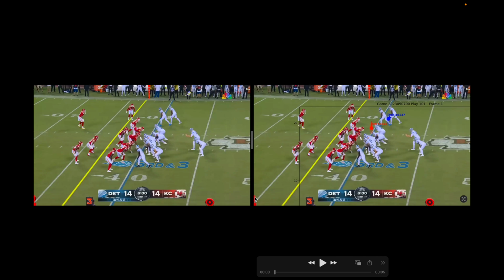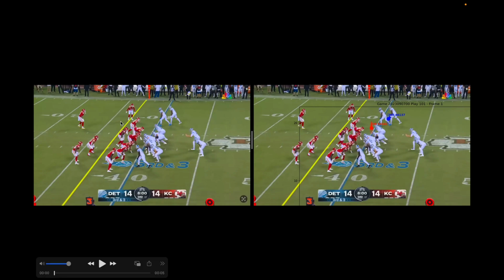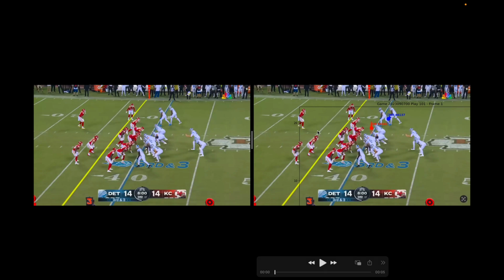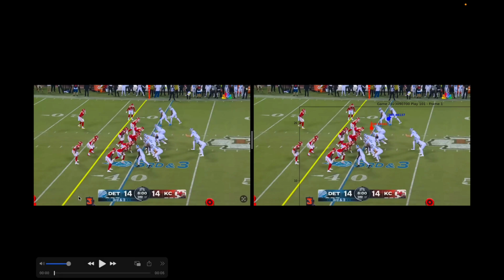This is the same play shown two times. Left is the standard broadcast replay and right is the same replay with my ghost overlay driven by player tracking data.